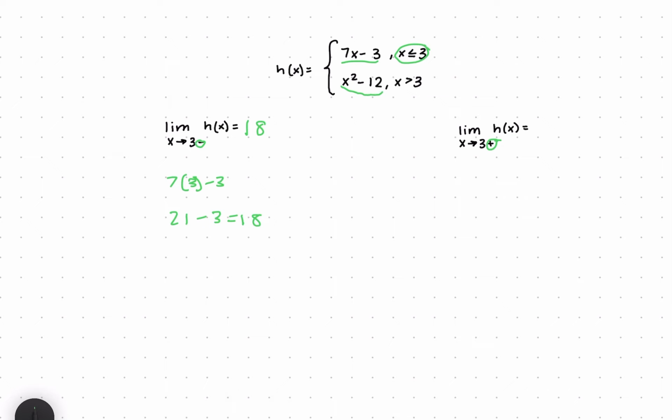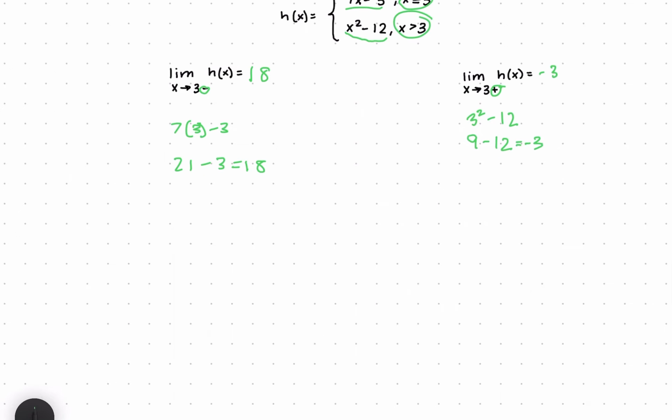As we can tell, that's where h of x is defined for the values where x is greater than 3. Now, again, we're just going to directly substitute 3 in for x, and we're going to have 3 squared minus 12. It's going to be 9 minus 12, which is equal to negative 3. So the limit as x approaches 3 from the right side for h of x is going to equal negative 3. Okay.